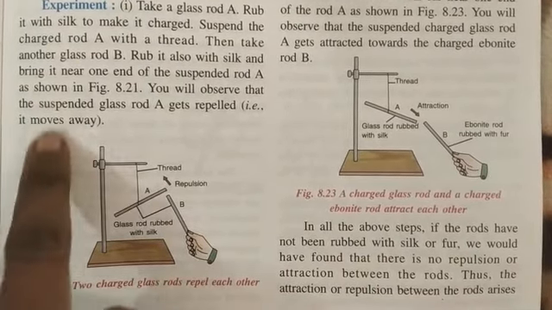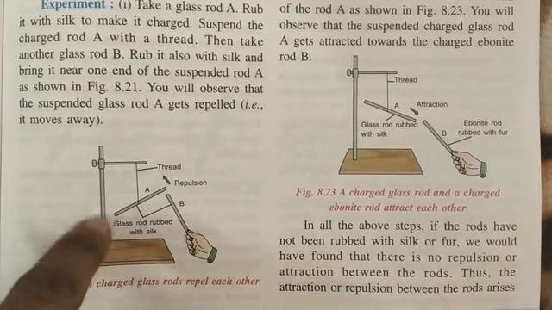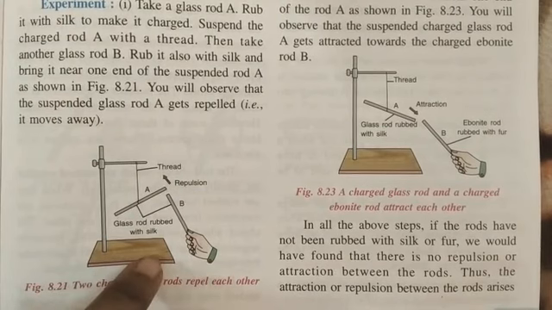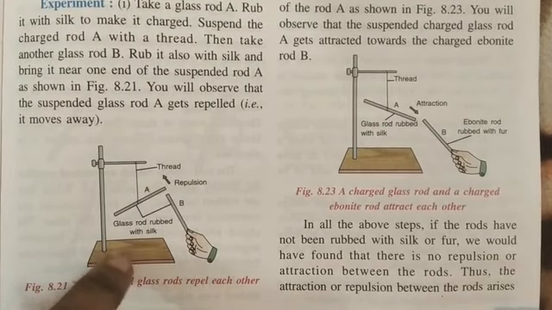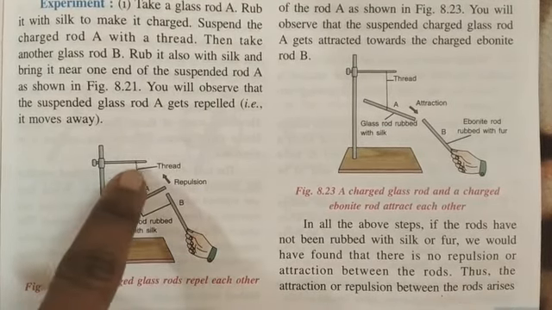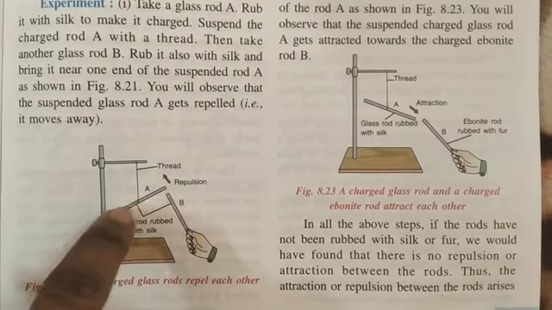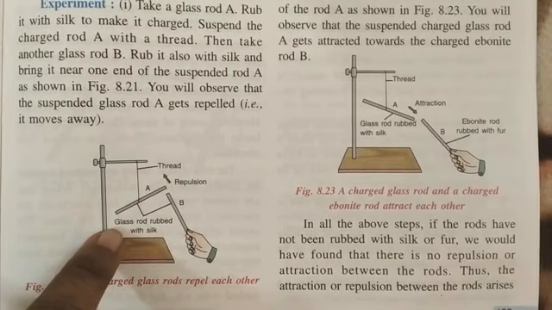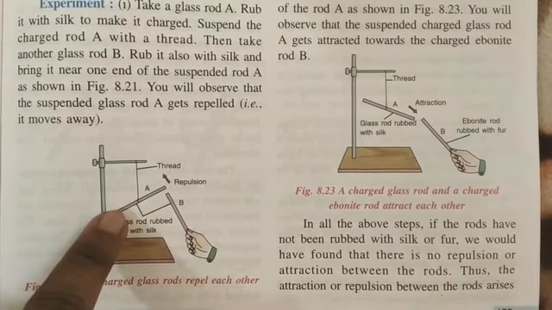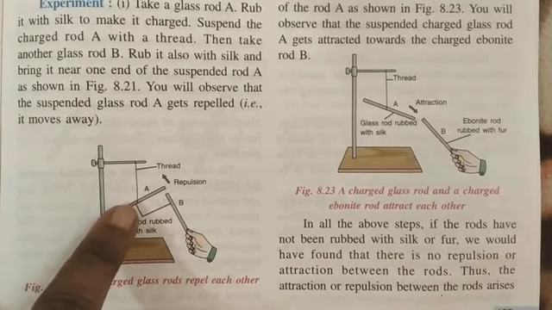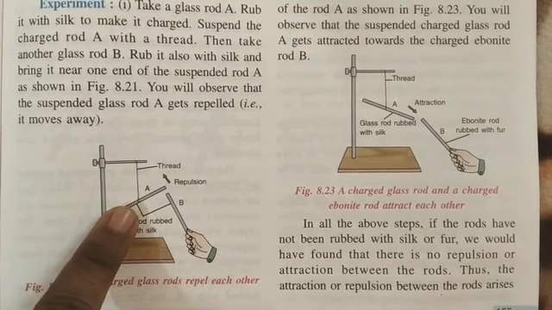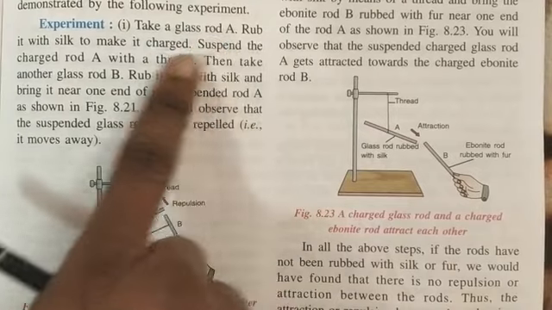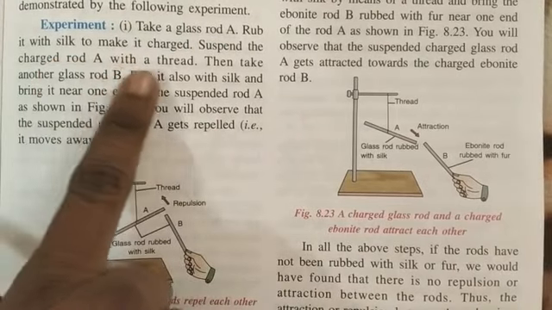Students, you can see that here is an arrangement which is taken. There is a stand which is clamped onto a wooden sheet. Onto this clamp, with the help of a thread, a glass rod is connected, okay students. Here a glass rod is connected. So if this glass rod is already charged, what is written here: take a glass rod A and rub it with the silk to make it charge.